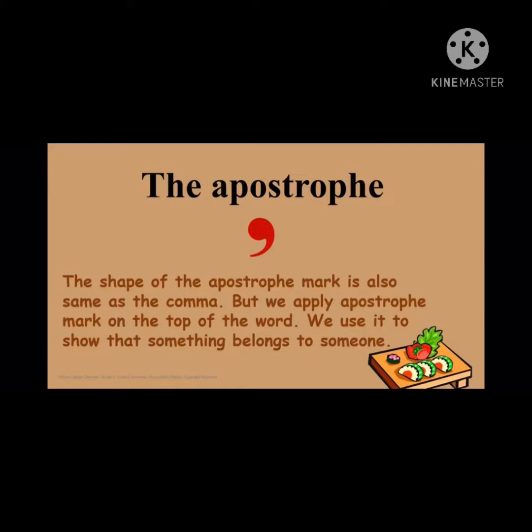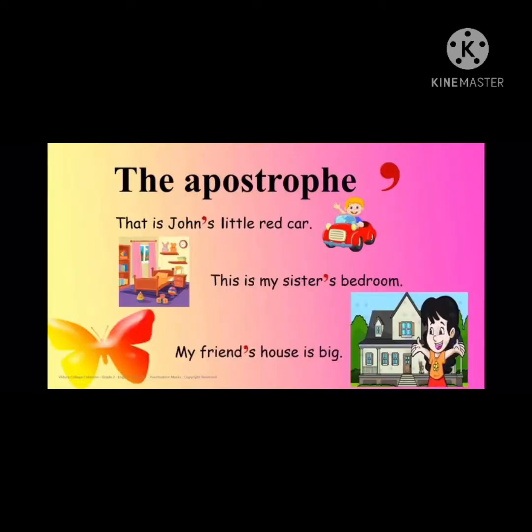Where do we use it? Number 1 place is to show belonging, that this thing belongs to someone. Like I say Rima's pen. So whose pen? Rima's. Let us see a few examples. The apostrophe, that is John's little red car. So whose little red car? John's. So I'm going to put my apostrophe on the top of the word with the S following there, which shows belonging, that whose car it is? John's.